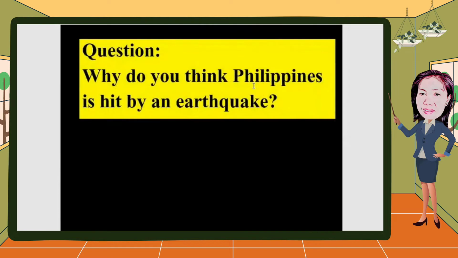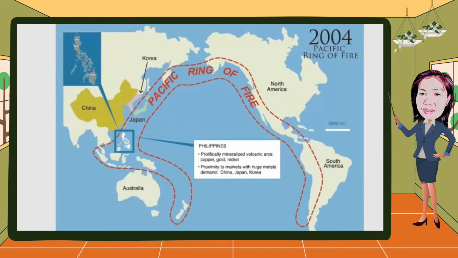But I have a question. Why do you think the Philippines is hit by earthquakes? This is because the Philippines is along the Pacific Ring of Fire. So what is this Pacific Ring of Fire?